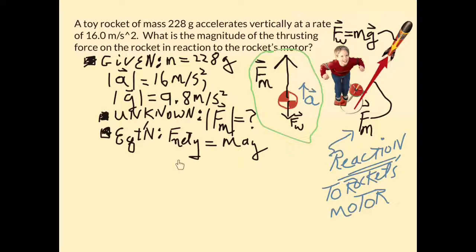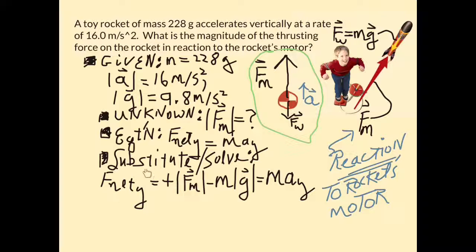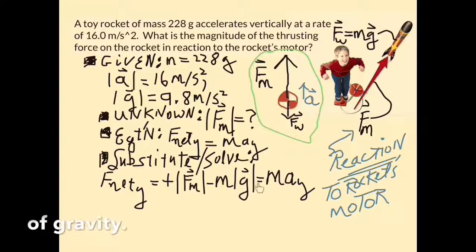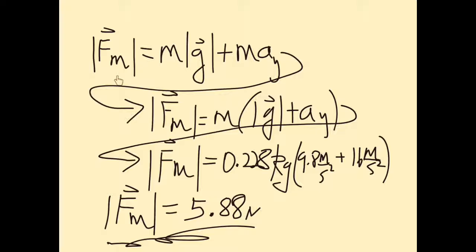The equation is Newton's second law along the y-axis, or the net force in the y direction is equal to mass times the acceleration in the y direction. Substitute and solve. F net of y is plus the magnitude of the motor force F sub m minus the mass times the acceleration of gravity's magnitude, g, and that on the other side is mass times a sub y. Rearranging, we get that the reaction to the motor force F sub m is mass times the magnitude of the acceleration of gravity plus the mass times the y component of the acceleration.